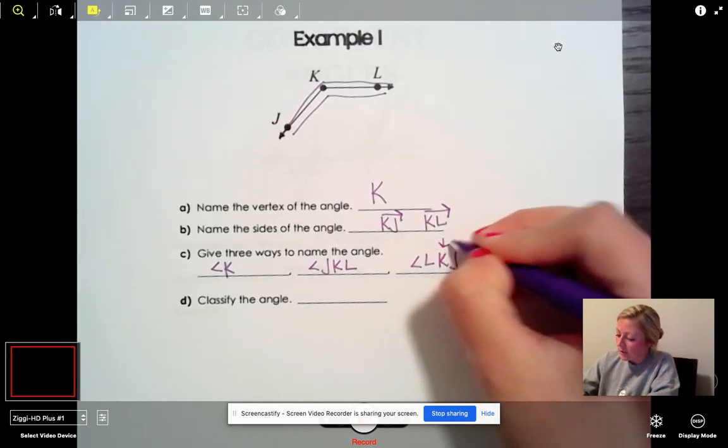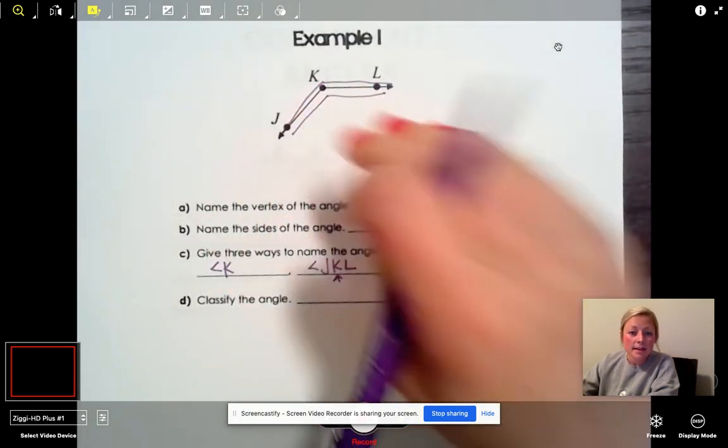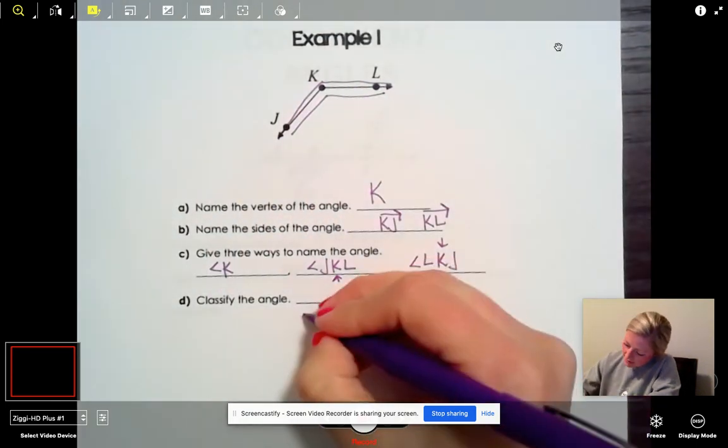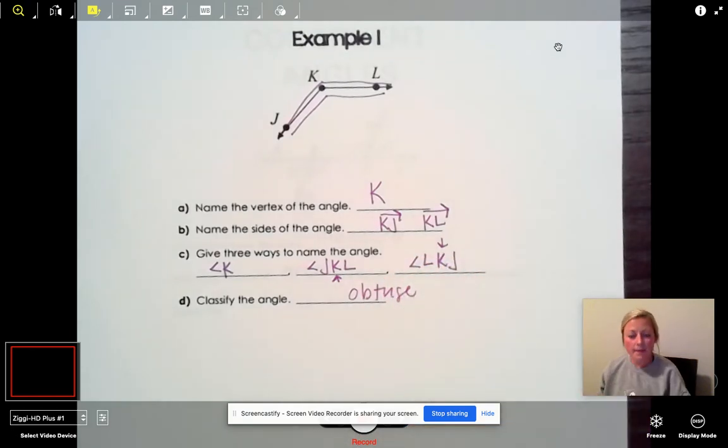Again, remember that K has to be in the middle. And then if we were to classify this angle as acute, obtuse, or right, we would say it is obtuse because it is greater than 90. Good work.